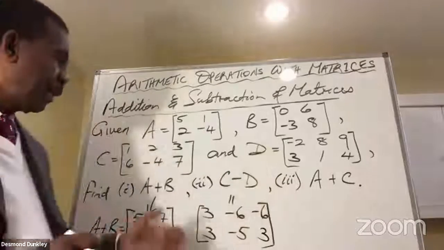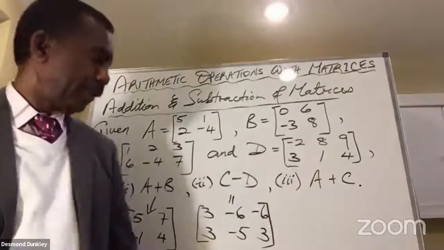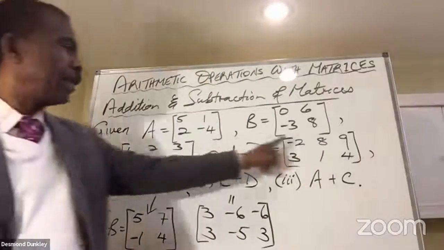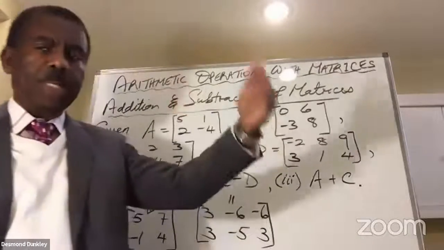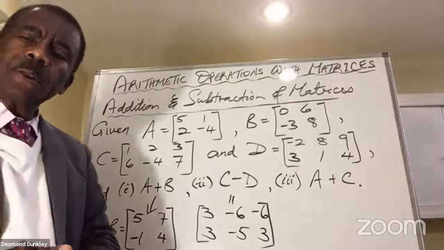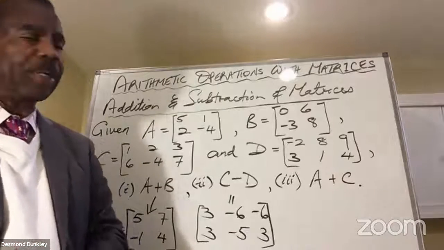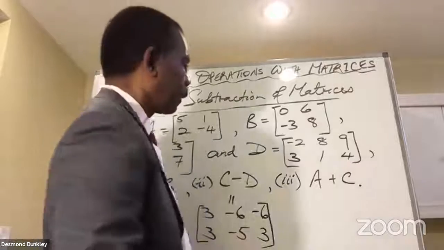Again, nothing complicated. All we did was we took corresponding entries and did a subtraction. This is corresponding to that. This is corresponding to that. And we just went through step by step. And that's our answer, another 2 by 3 matrix. So now we go to the next example.